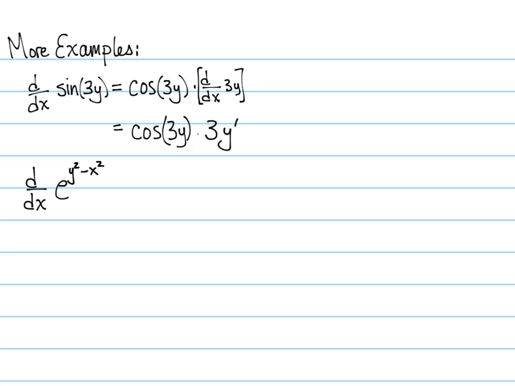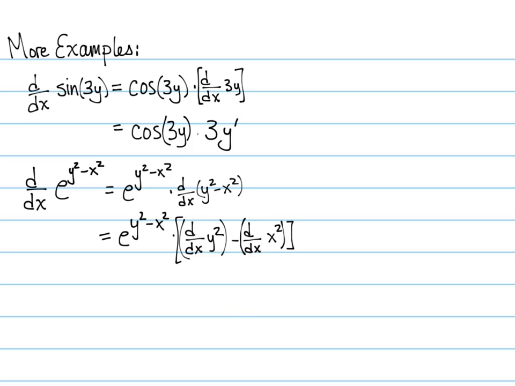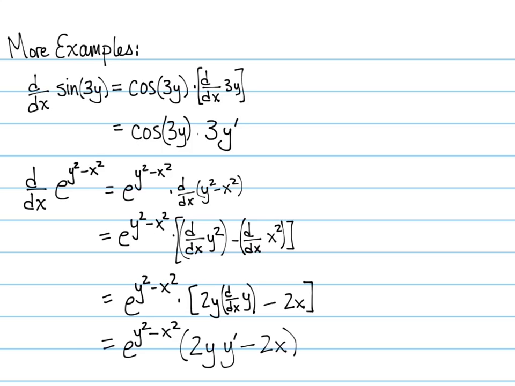How about the derivative of e to the y squared minus x squared? Well, the derivative of e to the anything is just e to the anything times the derivative of the thing that's up in the exponent. Well, how do we take the derivative of y squared minus x squared? Well, we need to take the derivative of the two parts separately. The derivative of x squared is easy, that's just 2x, and the derivative of y squared is 2y dy dx, which we write as 2y y prime. And so the derivative of e to the y squared minus x squared is just e to the y squared minus x squared times 2y y prime minus 2x.